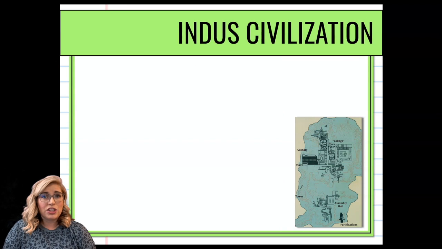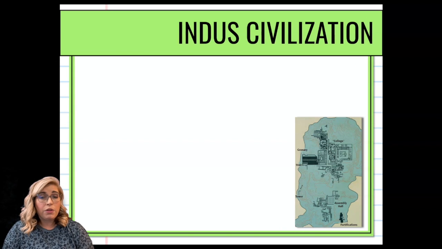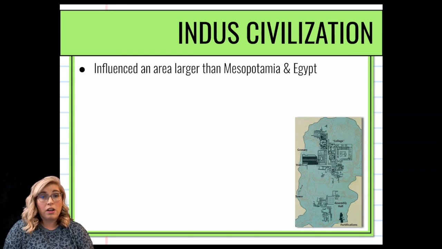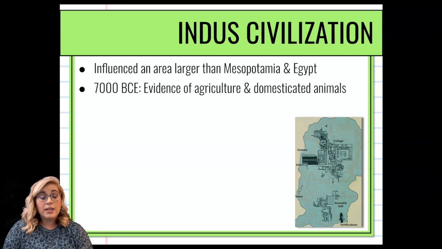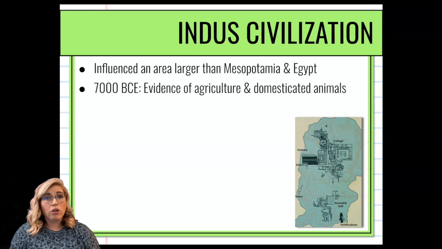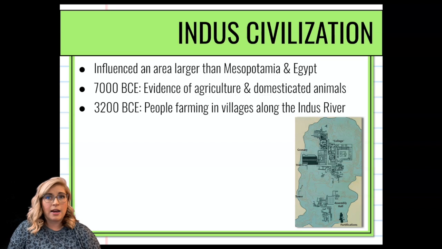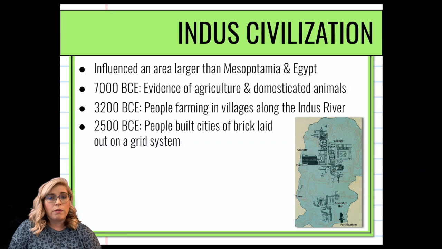The Indus civilization is kind of revolutionary. They come up with a few things that they're ahead of their time, really. They really did influence the other cultures of Mesopotamia and Egypt. As early as 7000 BCE, we see evidence of agriculture and the domestication of animals. So we're seeing that just like we saw with our agricultural revolution way back in the Neolithic age. By 3200 BCE, we start seeing signs of people farming in villages along that Indus River and creating our first Indus River Valley civilizations.